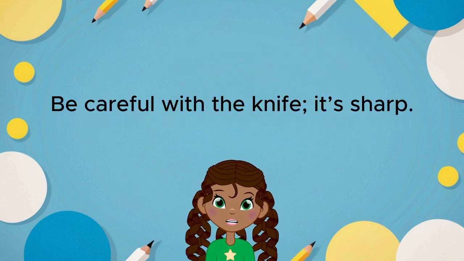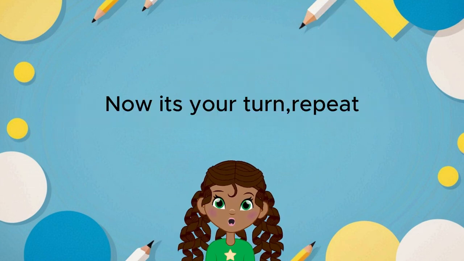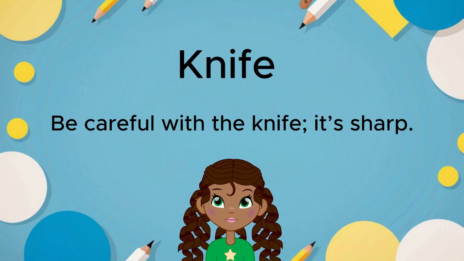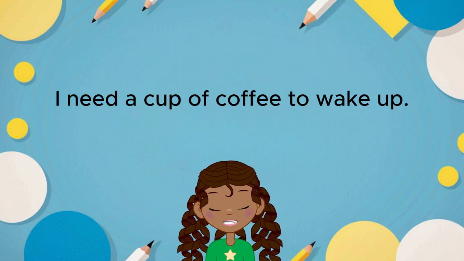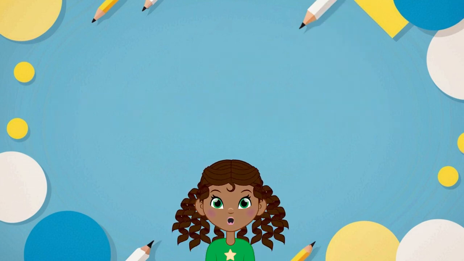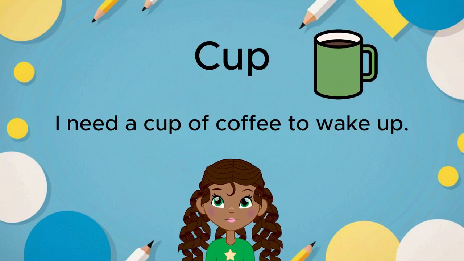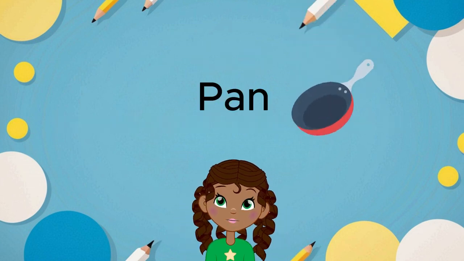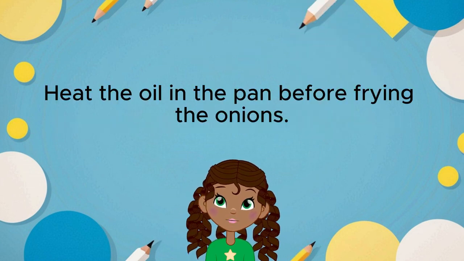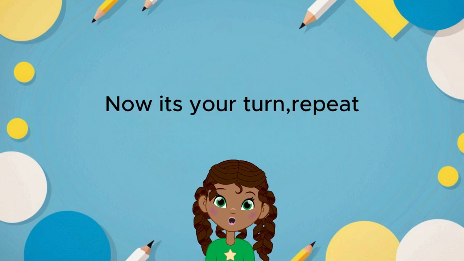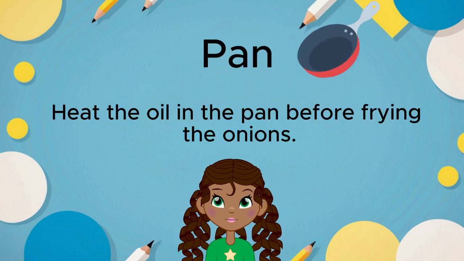Knife. Be careful with the knife, it's sharp. Now it's your turn, repeat. Cup. I need a cup of coffee to wake up. Now it's your turn, repeat. Pan. Heat the oil in the pan before frying the onions. Now it's your turn, repeat.